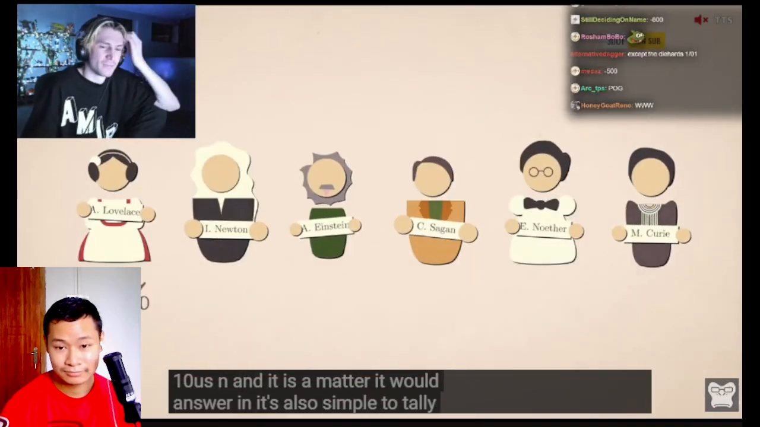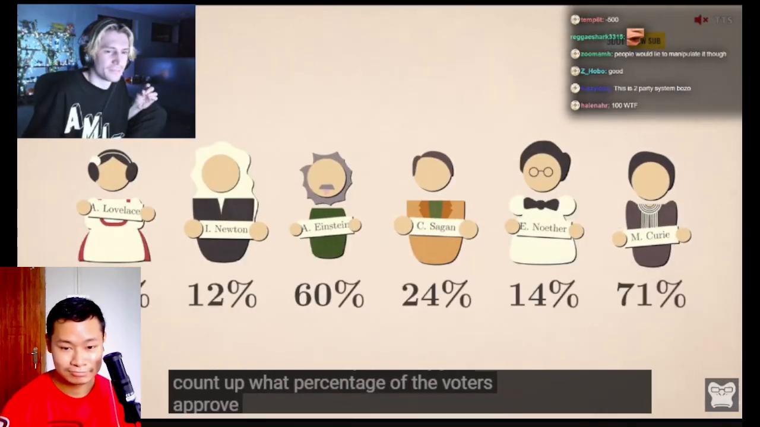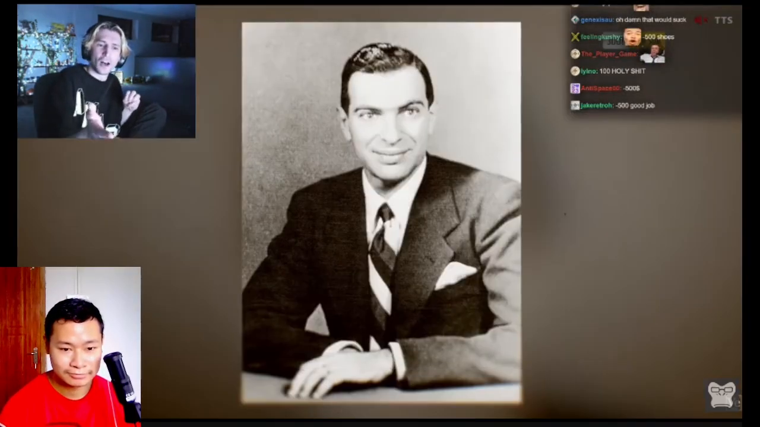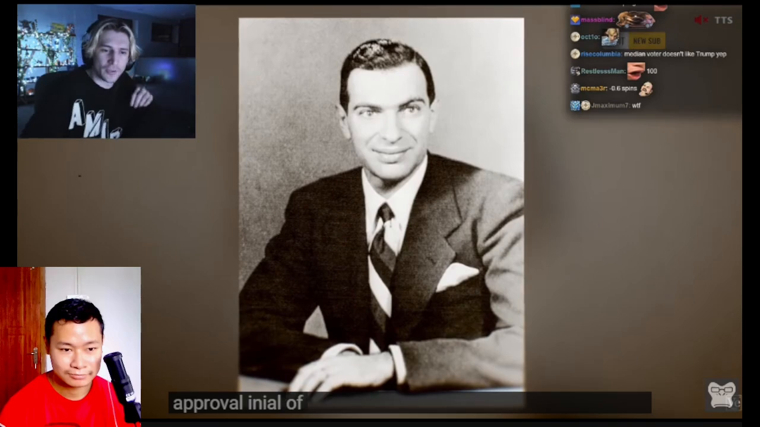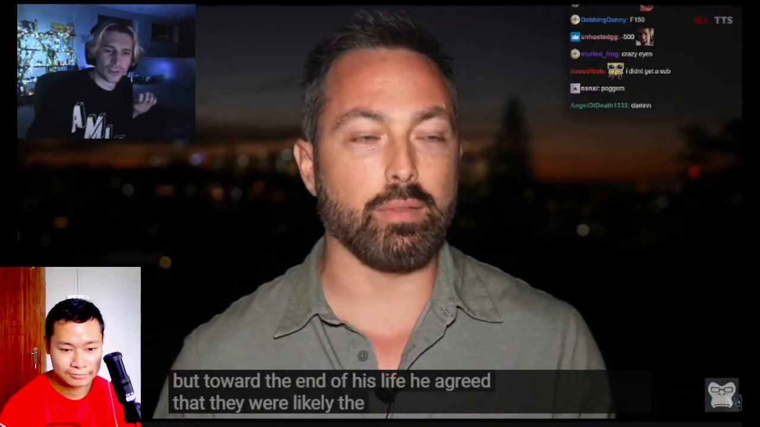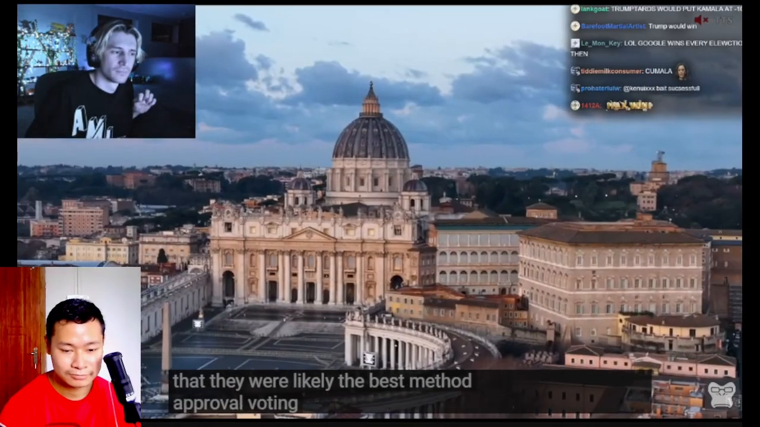It's also simple to tally. Just count up what percentage of the voters approve of each candidate, and the one with the highest approval wins. Boom! Kenneth Arrow was initially skeptical of rated voting systems, but toward the end of his life, he agreed that they were likely the best method. Approval voting is not new.